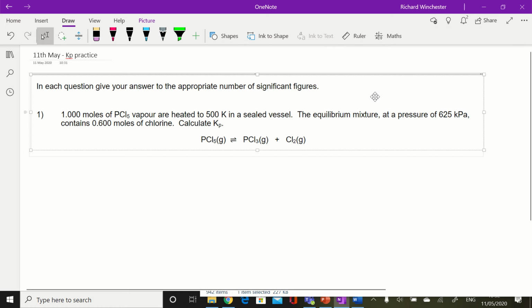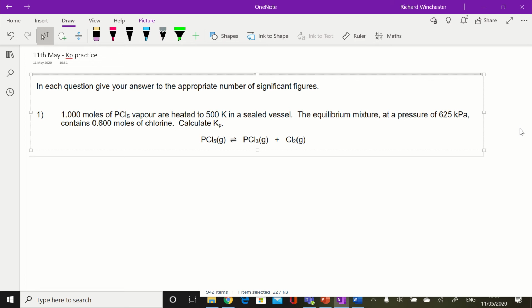Well, hello, Six. Just a quick worked example to get you back in the swing of things after a couple of weeks of different stuff. It's Kp practice. This is question 1 from the sheet that you can find in the shared folder.